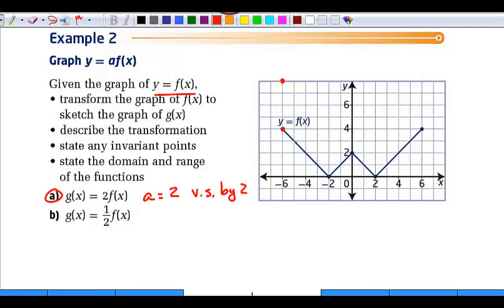So that first point's at 4, it's going to get doubled to 8. This point of 3 is going to go to 6, 2 to 4, 1 to 2, 0 stays where it is. 2 goes to 4, this point over here, 4 goes to 8. So notice I'm just picking key points and I'm doubling their y-coordinate. Points on the x-axis don't change, they're invariant.